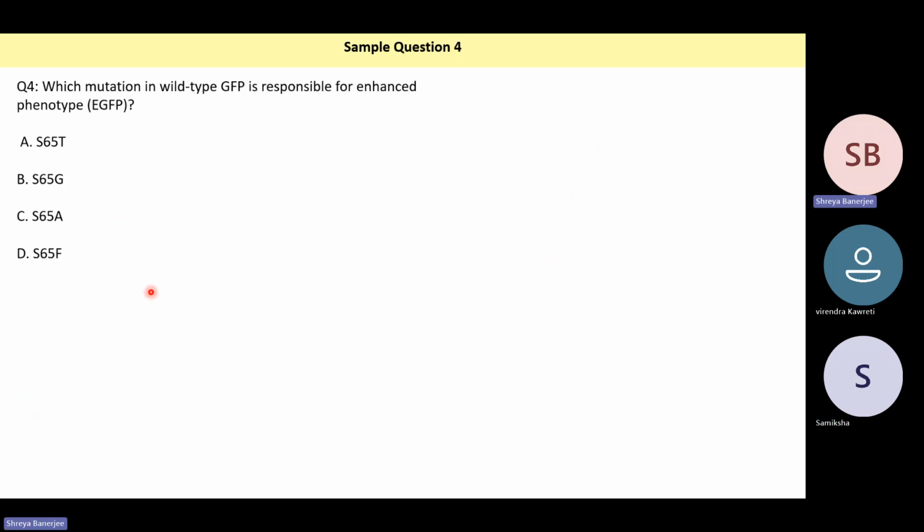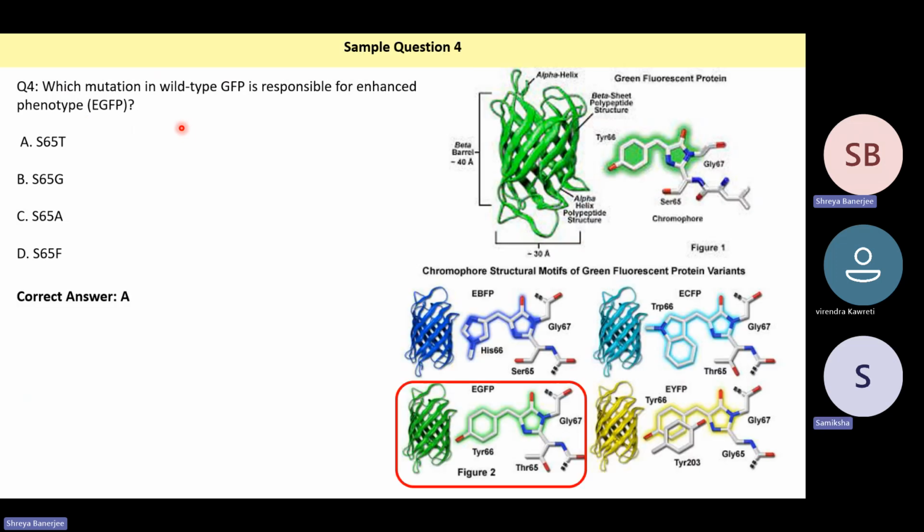Then you have this asking which mutation in the wild type green fluorescent protein is responsible for the enhanced phenotype. GFP is green fluorescent protein, EGFP is the enhanced green fluorescent protein. This again is something you have to remember. Green fluorescence happens due to this serine, glycine, tyrosine trio of amino acids. And the enhancement of the fluorescence happens when we mutate the serine to threonine. So it is option A, where serine is mutated to threonine.